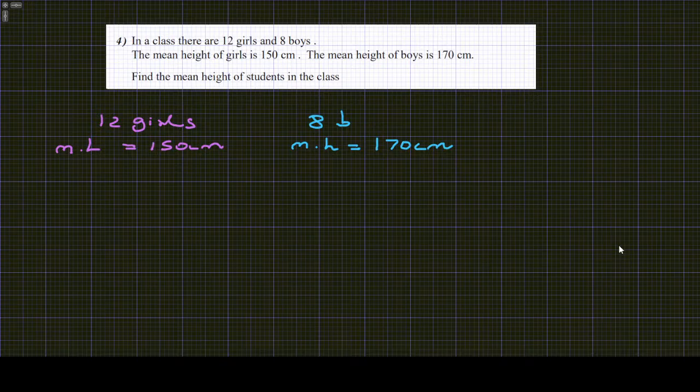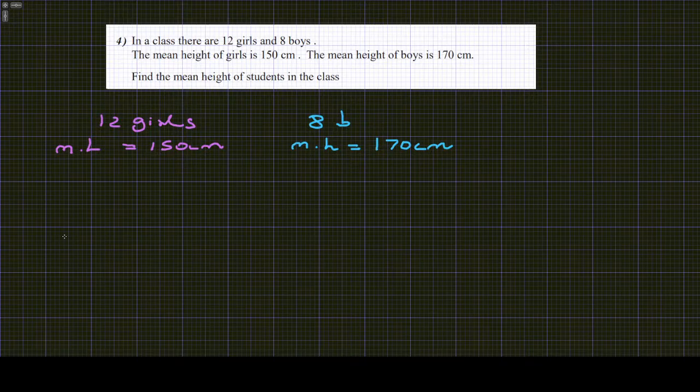What they're asking here is, if we take all 20 students who are in the class into consideration, what is going to be the mean height? Now, why am I saying 20 students? 12 girls and 8 boys altogether make 20 students. So how do we find the mean?